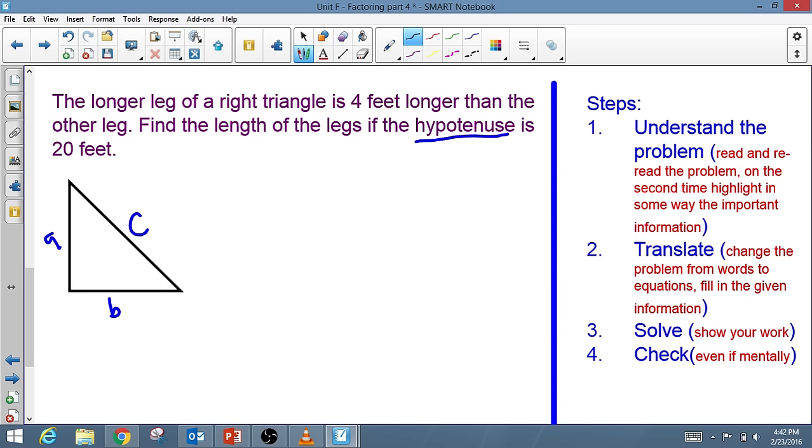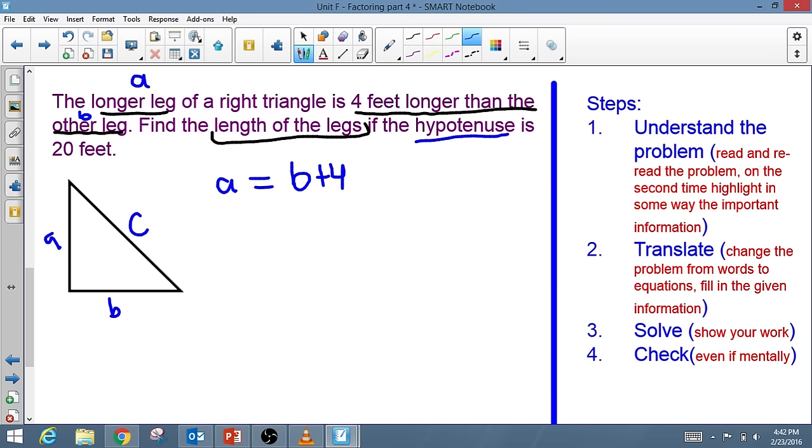So what has it told us? It's saying that the longer leg of a right triangle is 4 feet longer than the other leg. And we're trying to find the length of the legs. So our longer leg needs to be A or B, so let's go ahead and call it A. And our other leg needs to be B in that case. So A is 4 feet longer than the other leg, so B plus 4. The other information we have is C equals 20.